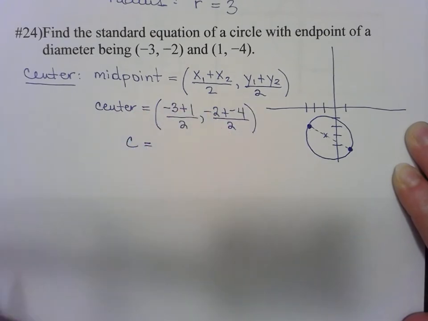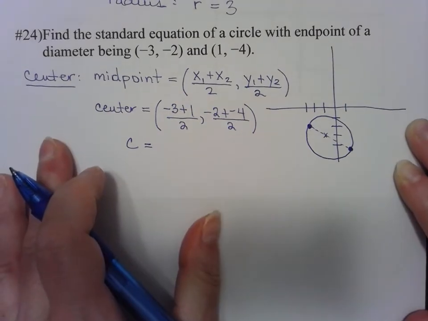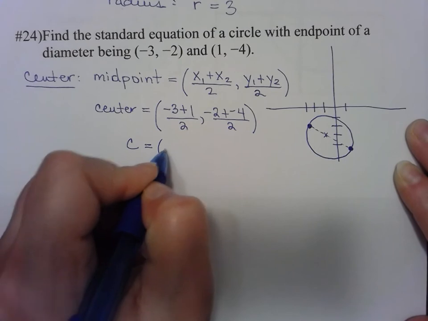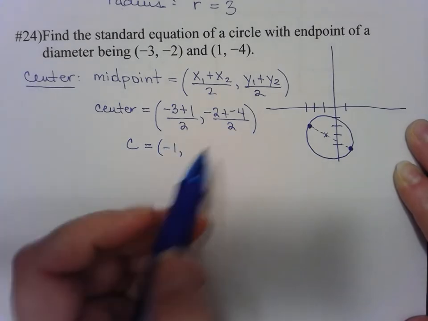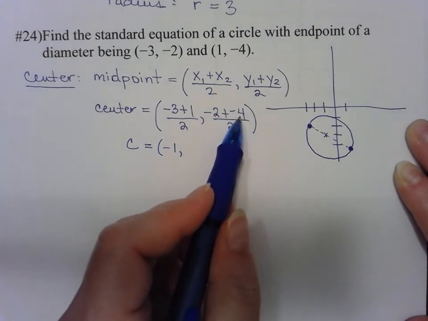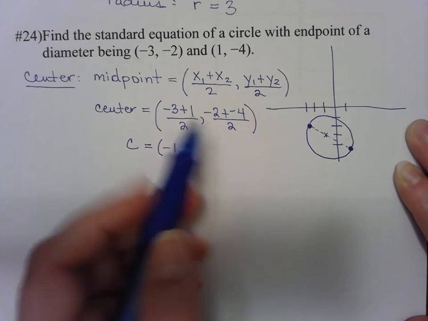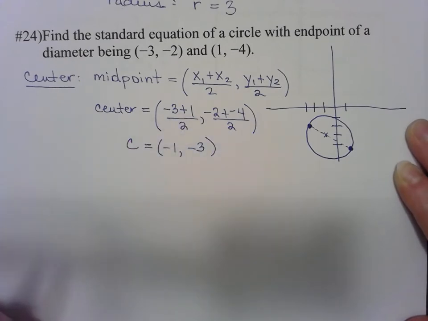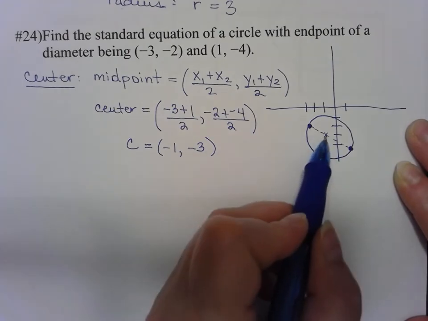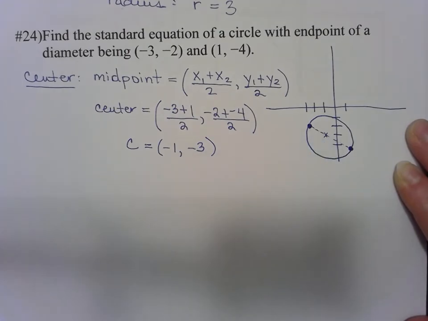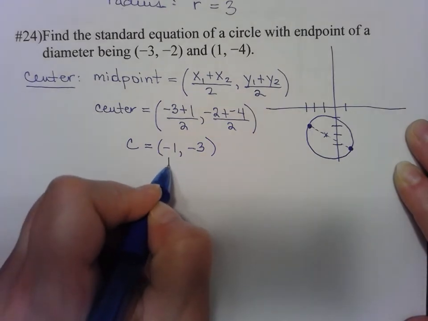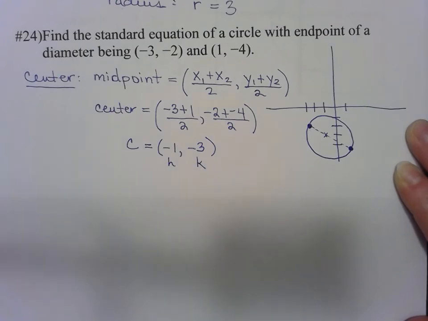I'm going to use C for center. Negative 3 plus 1 would be negative 2, divided by 2 would be negative 1. Negative 2 plus negative 4 would be negative 6, divided by 2 would be negative 3. Okay, so we have the center. This is going to give us the h and the k for our equation in just a minute.